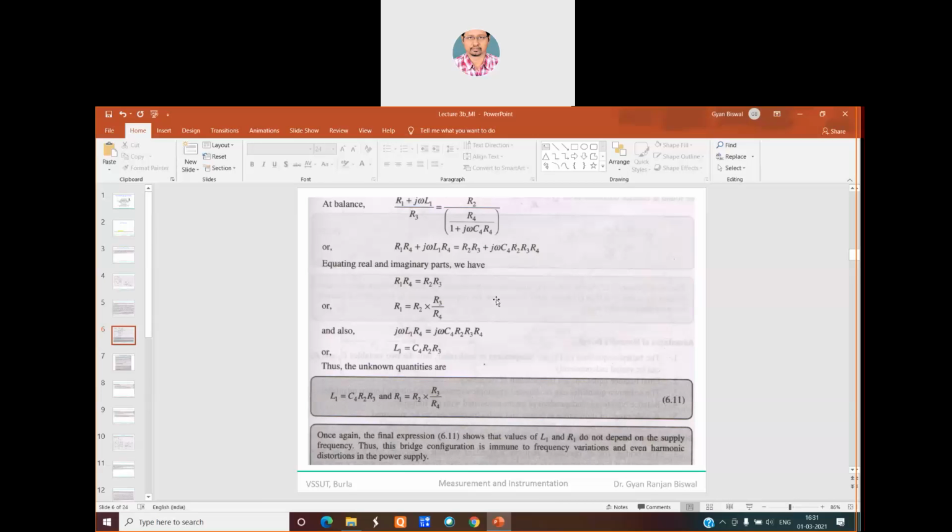Okay, do not depend on the supply frequency, and therefore you can say that this bridge configuration, like the Maxwell inductance bridge, also has the same advantage. Like the original Maxwell inductance bridge, the modified Maxwell inductance bridge, or Maxwell inductance capacitance bridge, is also immune from frequency variation. That means if there is a variation in supply frequency, which naturally occurs in your day-to-day life, the accuracy of the measurement of the unknown value of inductance using Maxwell inductance bridges will remain unaffected.